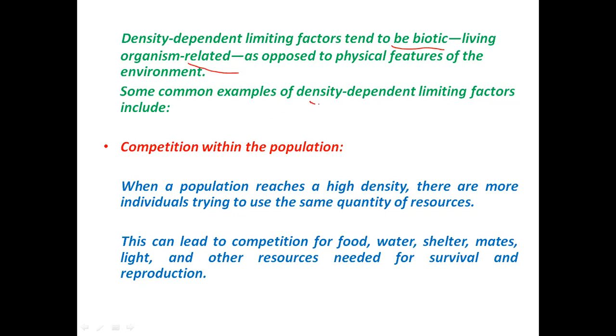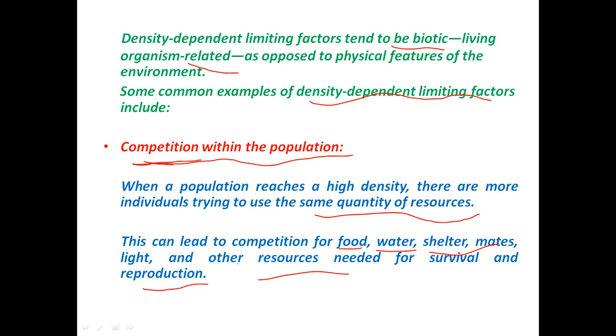Some common examples of density dependent limiting factors include competition within the population. Competition for what? Competition for the resources. When a population reaches a high density, when there are a huge number of individuals in a population, individuals try to compete with each other for the same quantity of resources, because resources are limited. That competition would be for food, water, shelter, mates, light, and other resources that are required for the survival and reproduction of the individuals.